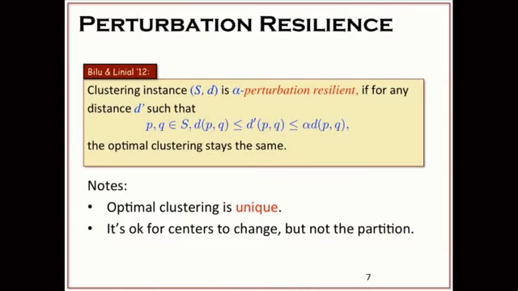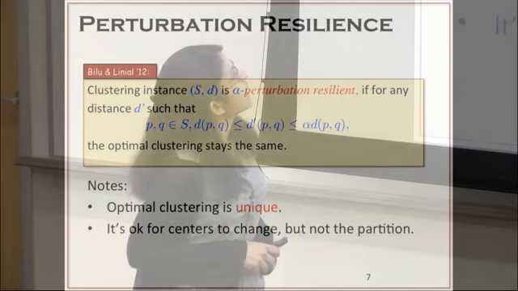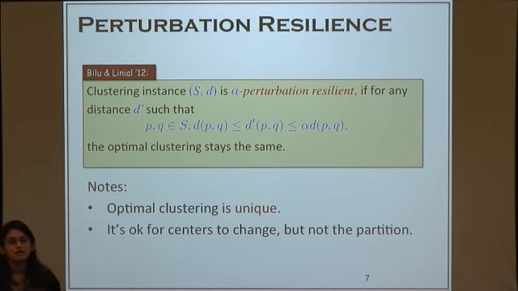More formally, perturbation resilience was introduced by Bilu and Linial in 2012. And what it says is that an instance with a distance metric is alpha perturbation resilient if I blow up the distances by at most a multiplicative factor of alpha, then the clustering or the solution does not change at all. So that is being alpha perturbation resilient.